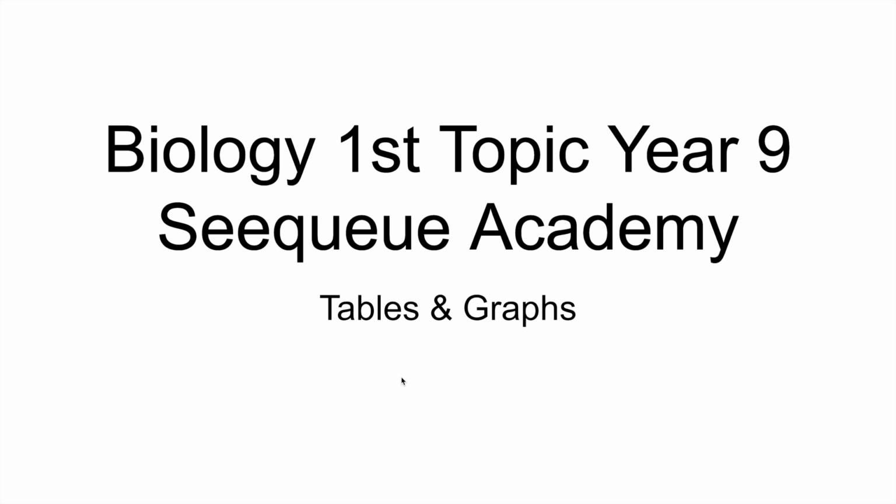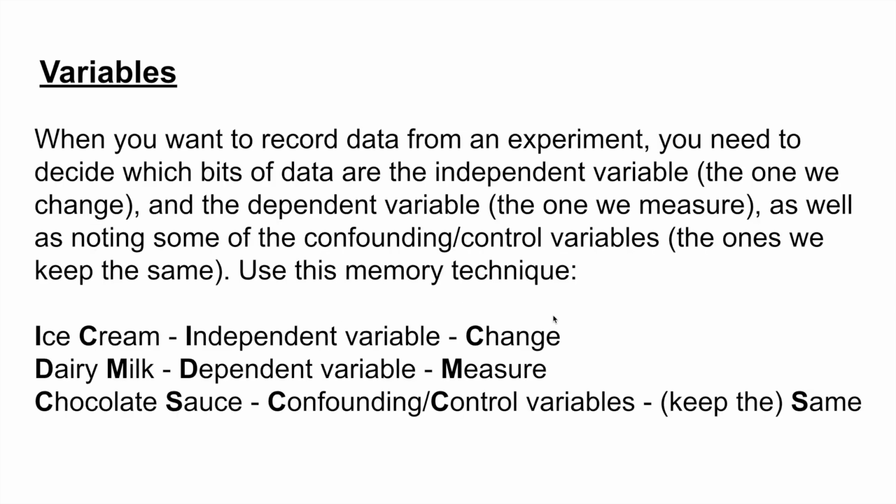Hello all, this video will be explaining the first part of the first topic for biology in Year 9, tables and graphs. First of all, we need to understand what bits of information from an experiment correspond to what variable, so that we can successfully put it on a table or graph.